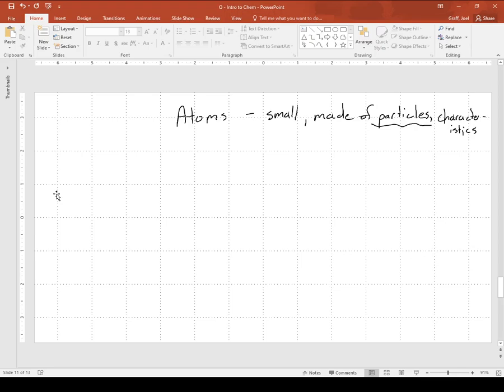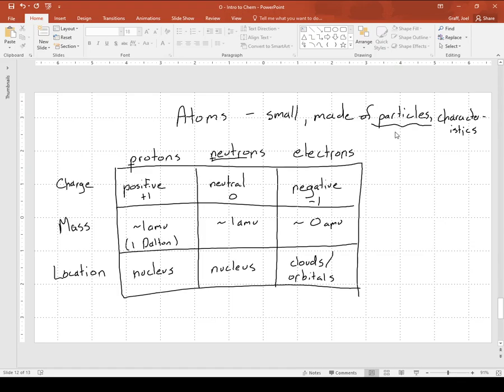Atoms are extremely small. The only thing smaller than atoms are particles, and then the subatomic particles are whatever make up the particles. Each atom is going to have some characteristics. It's going to be based on the number of protons. Protons are one of the types of particle. So the 3 types of particles we're going to deal with are protons, neutrons, and electrons.